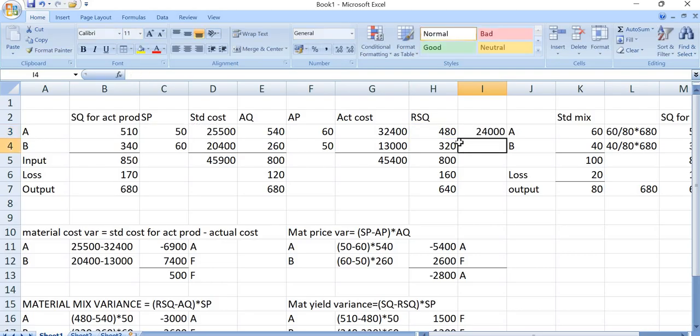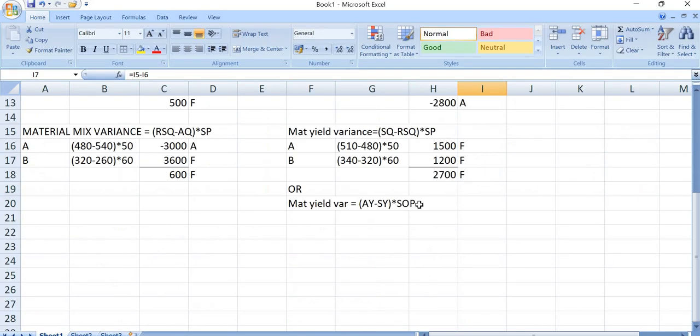So 24,000, 19,200. So total comes to 43,200. So my standard price for producing this many kgs, I have to incur 43,200. So loss will be nil. So 43,200 will be my total.